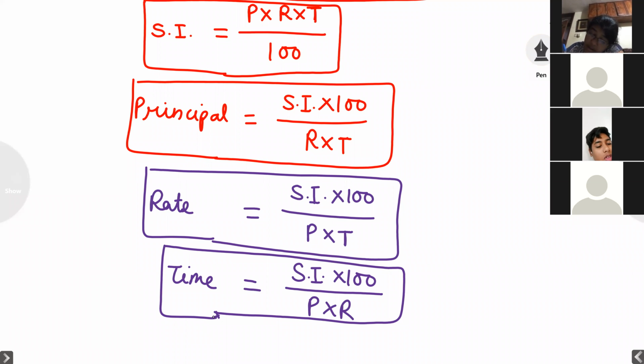Simple interest is equal to principal into rate into time divided by 100. Principal is equal to SI into 100 divided by R into T. Rate is equal to SI into 100 divided by principal into time. And time is equal to SI into 100 divided by P into R.